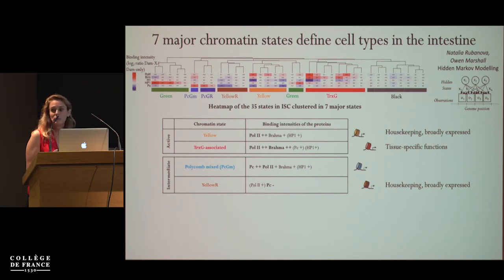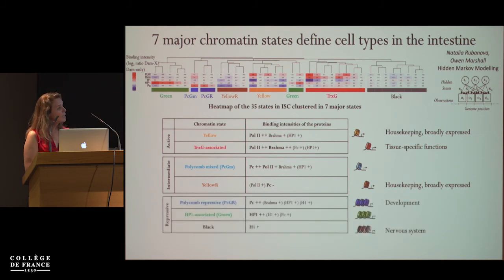But we can't exclude that some of these genes actually may be true binding of both polycomb and Pol2. There's also another repressed state that we're calling yellow repressed that has low levels of Pol2, and it seems to be primarily housekeeping genes that are broadly expressed. And finally, we can identify the three primary classes of repressed chromatin: a polycomb repressive state, that's blue, this HP1 associated green state, and this black state.